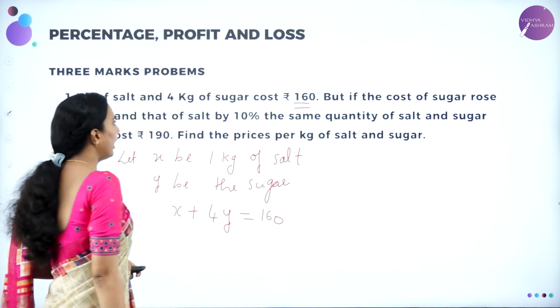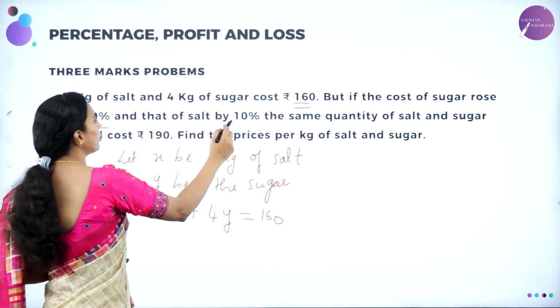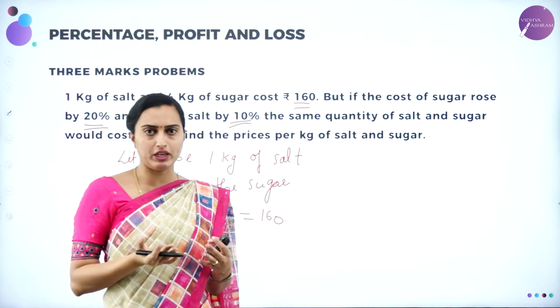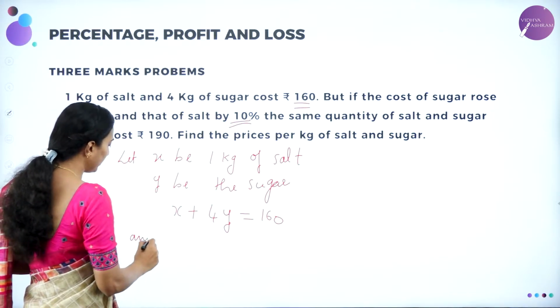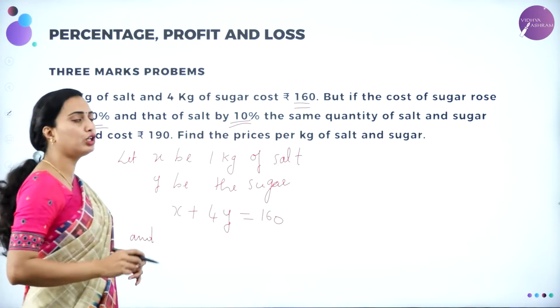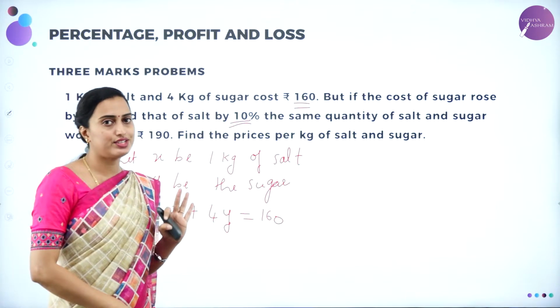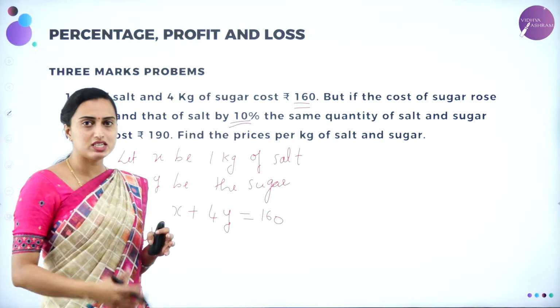And then they are going to have what? Sugar rose by 20% and salt by 10%. If I take it as 100 rupees per kg, I can have another equation. So 10% of 100 is nothing but what? You are going to have it as 110. 20% of 100 means you are going to have 120, isn't it?